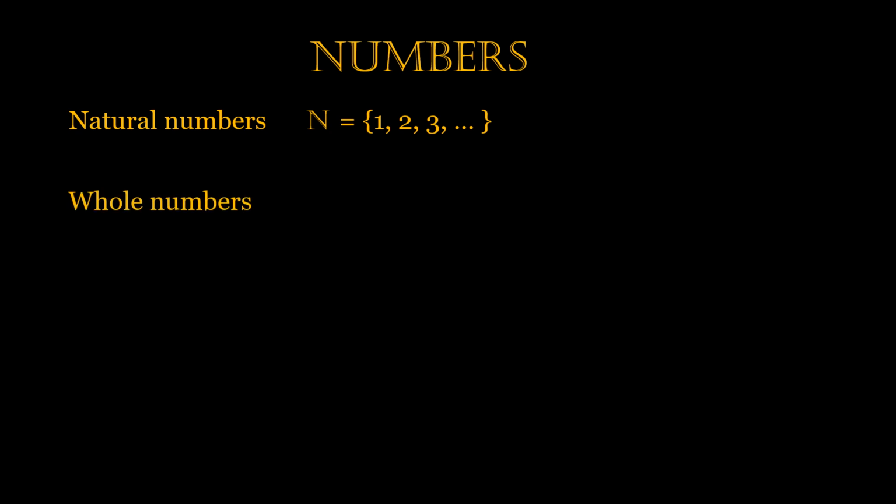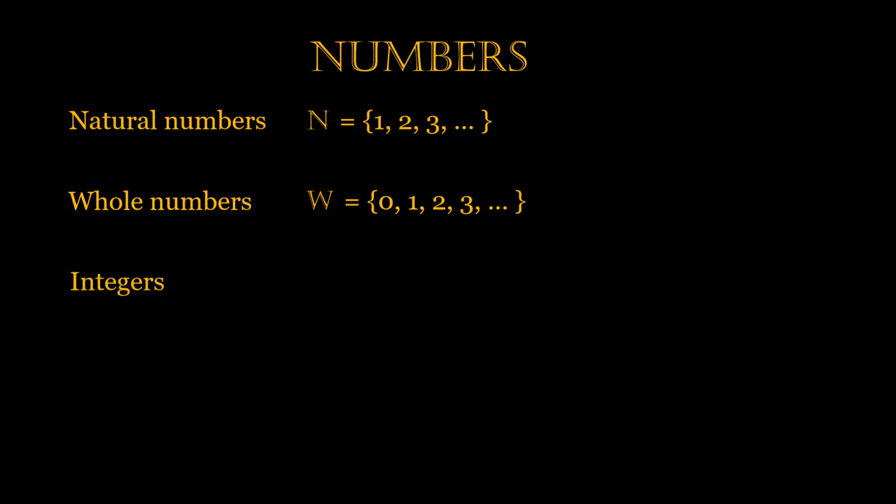The most familiar kind of numbers is the natural numbers. They are used in our everyday life, for example, in counting. Natural numbers are represented by the letter N equals 1, 2, 3, ... The three dots at the end mean that the set continues forever. Whole numbers, denoted by W, are natural numbers but also include 0. So whole numbers are 0, 1, 2, 3 and so on.